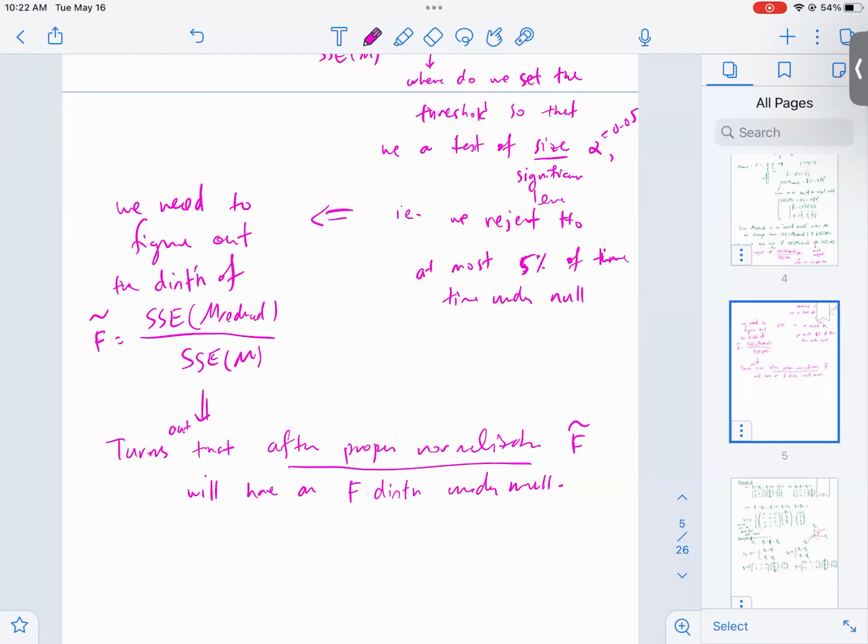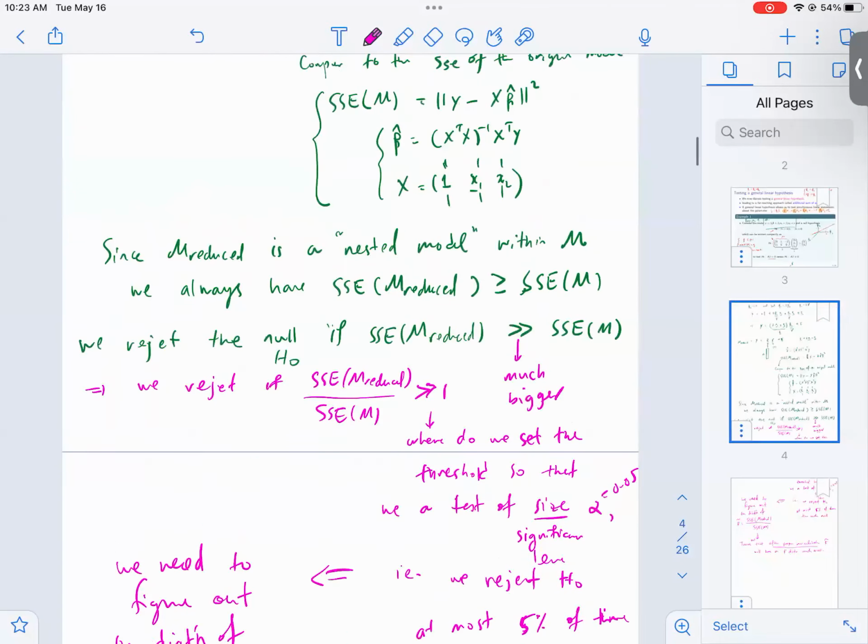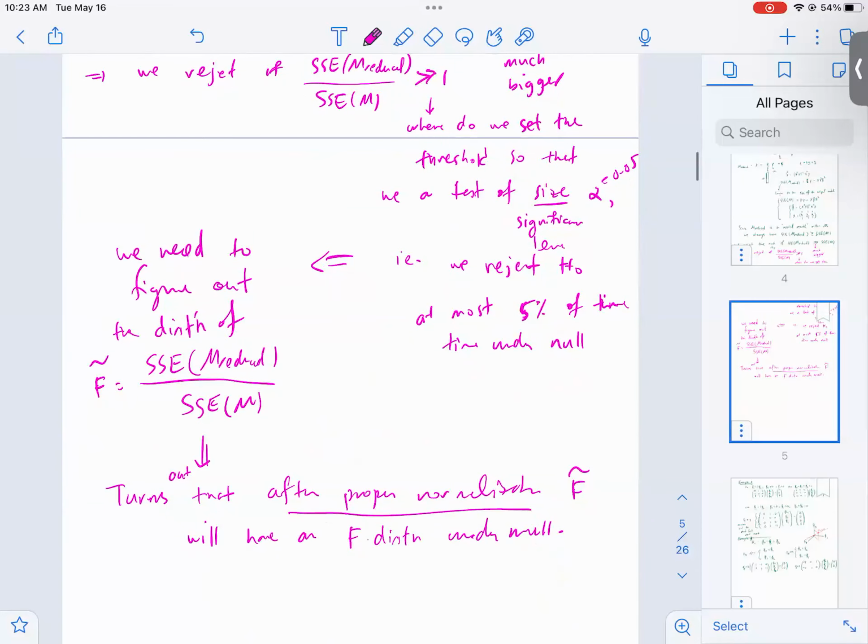Sounds good? This works for any set of linear constraints on beta. You just eliminate the constraints, get a reduced model, fit the reduced model, and then calculate the SSE of the reduced model. The SSE of the reduced model divided by the SSE of M, how big it is would be your statistic. Basically, this is a test of the statistic that you consider. It gives you a very nice, simple way to test many different hypotheses. Questions?